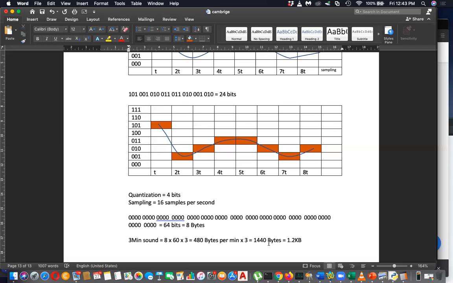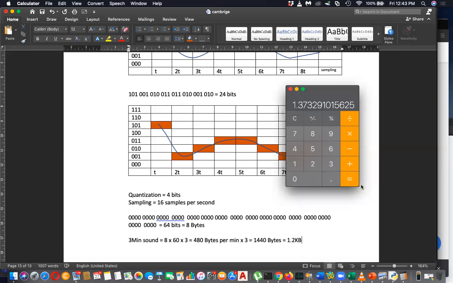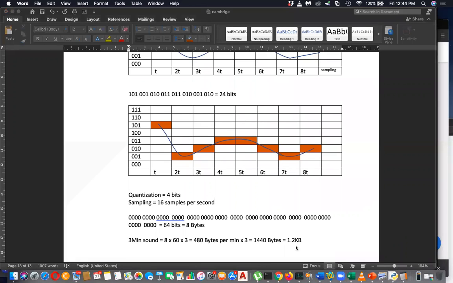You divide by 1024. 1440 divided by 1024 is 1.4 KB, around 1.4 KB. So now can you understand how sound is recorded and converted to digital, and how the size of sound is maintained and increased?